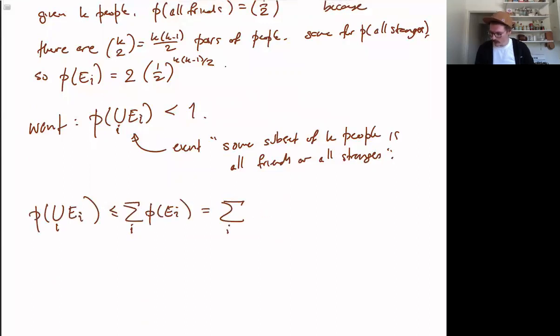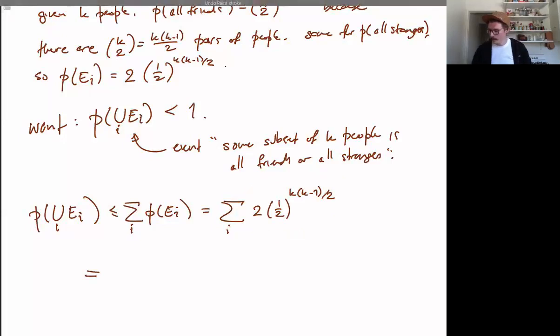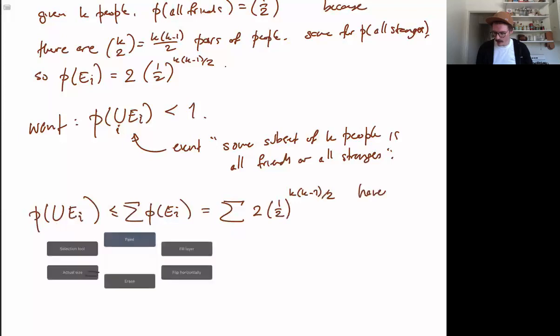Oops, not that. 2, 1/2 k minus 1 over 2. And that, so all of our terms are the same in this sum. And we have, let me write this a little more clearly. I forgot that I did that on purpose, that I could do that.